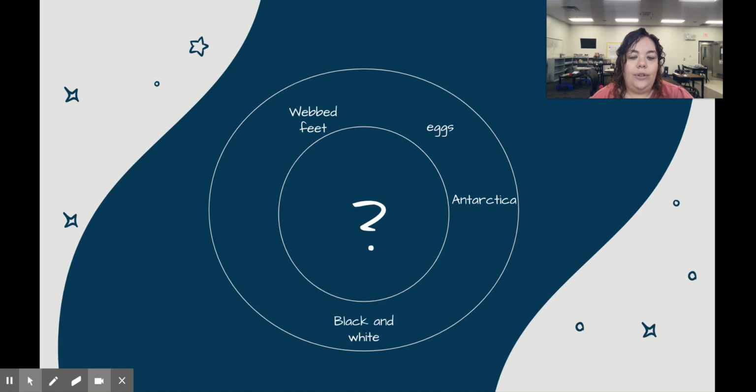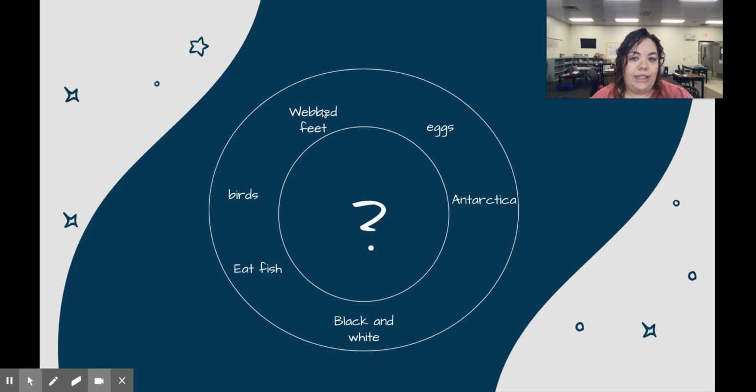Oh, they're also black and white. I'm starting to get an idea of what I think the main idea is, but I'm going to read all the details before I decide. They eat fish, and they are birds. I'm thinking it's a penguin, but I'm going to check that all of my details match.